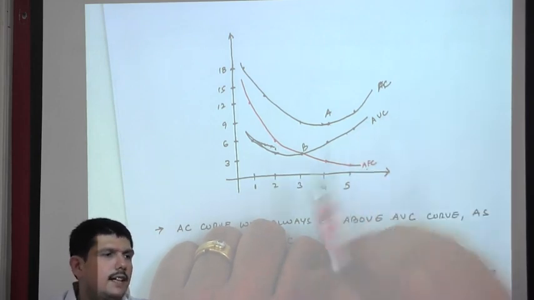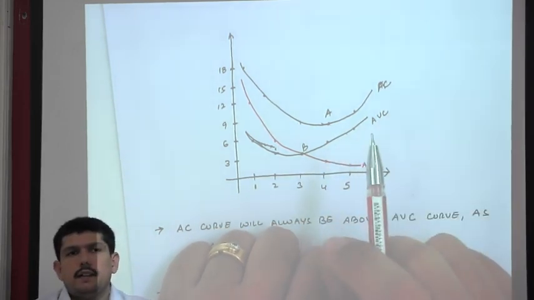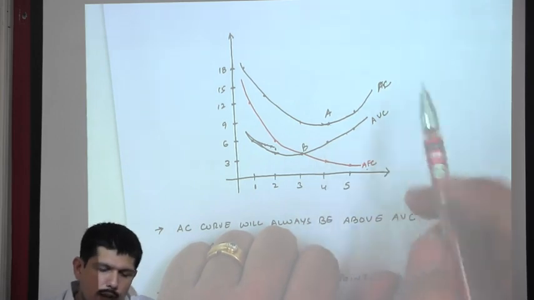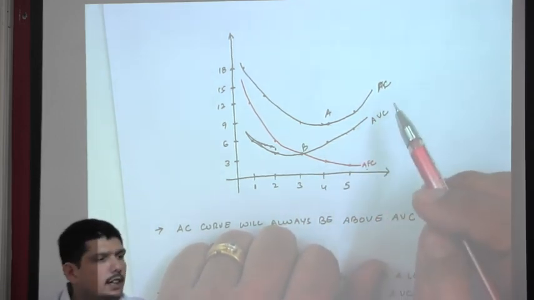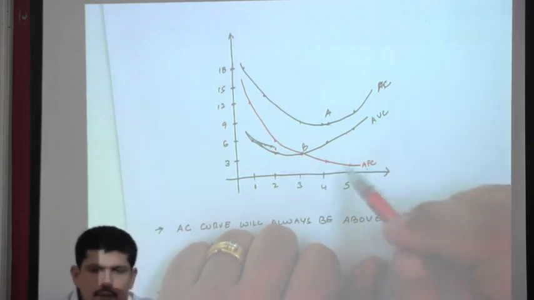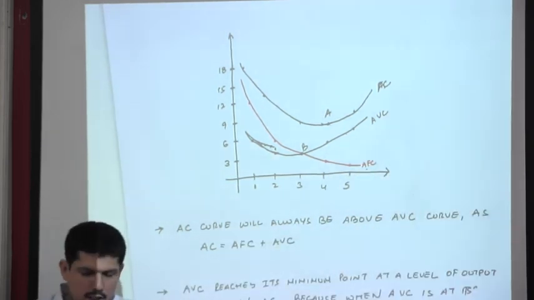Will they ever intersect? No. Why? AFC cannot become zero. As the output increases, they will become closer and closer, but they will never intersect because my average fixed cost will never become zero, right?